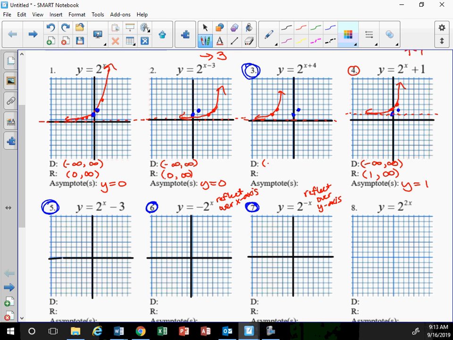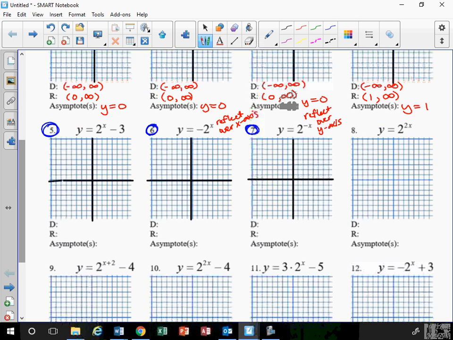So, your domain is still negative infinity to infinity. Range is still 0 to infinity. Asymptote y equals 0. Okay. All right. Start 0, 1, 1, 2. Griffin, where am I going this time? Down 3. Perfect. All right. So where's my asymptote this time? Yeah. Are you guys noticing that the asymptote is just equal to the vertical shift? Okay. Yes. We're down there.